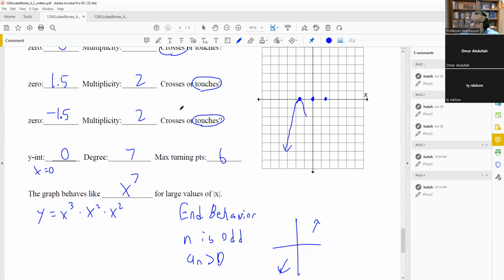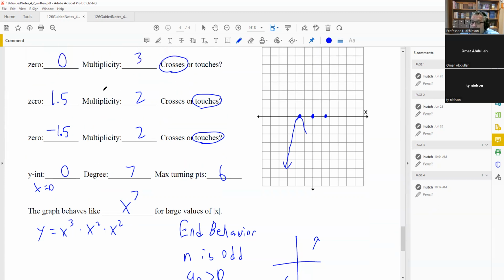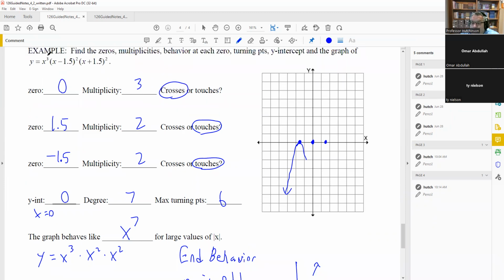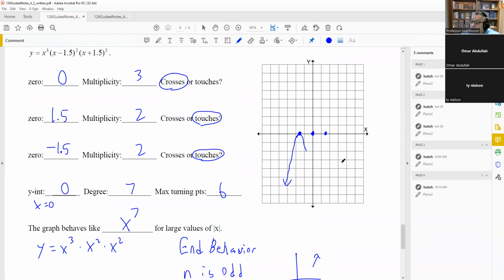Now, I mentioned that at 0, the multiplicity is 3. We know it crosses, but there's a cube there. So I need to make this look like a cube when it crosses through. So let's go ahead and do that. And I'm going to put a little bend in the graph like this. Okay, so it's going to go down.